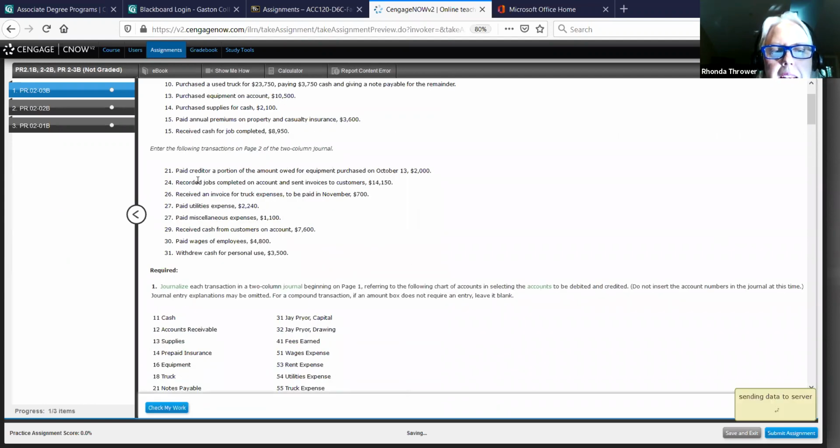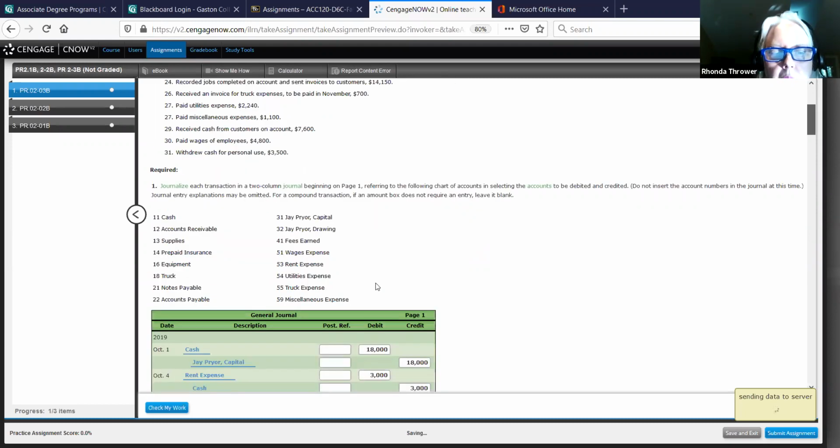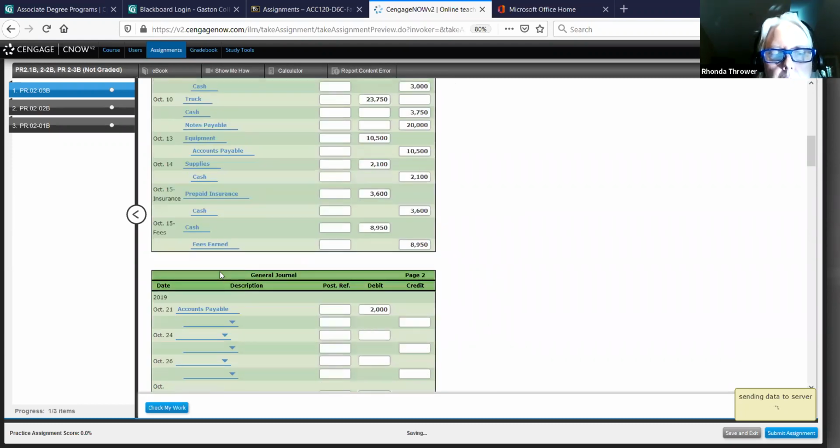We paid cash to that creditor, so our cash, which is an asset account, is decreasing. To decrease an asset, you would credit.